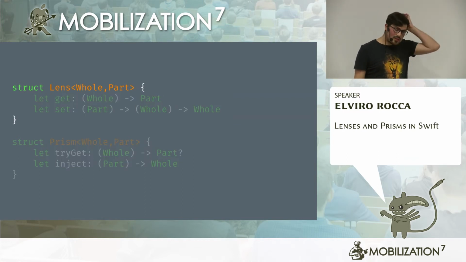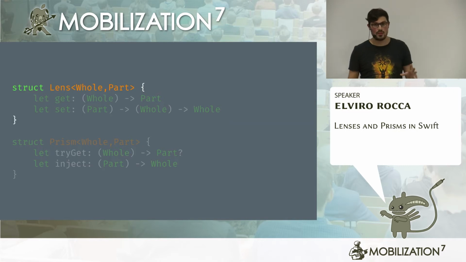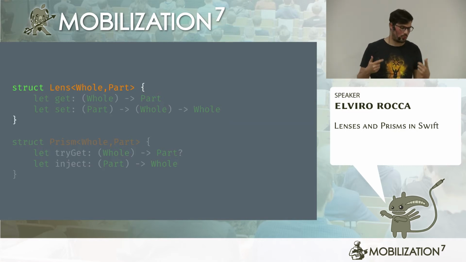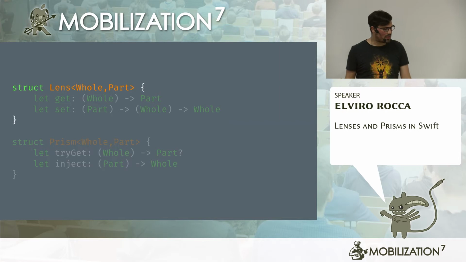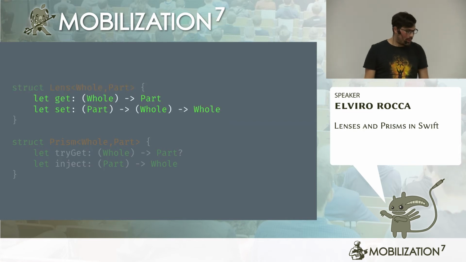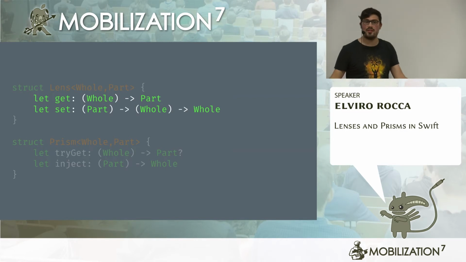So as you can see, lens is a struct with two generic parameters. The first generic parameter is the whole, so the data structure on which we are applying the lens. And the second is the part, so the part of this data structure onto which the lens is focusing. And we just have two properties, get and set. These are functions, okay? So you can define this in any language in which functions are first-class citizens. In Swift, that's the case, so we can just assign them to properties.